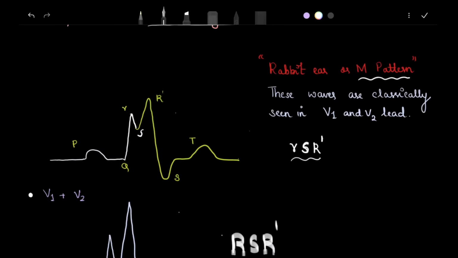So V5 and V6 show slurring. See the V1 here: there is clearly an RSR dash pattern. So this is a case of right bundle branch block.